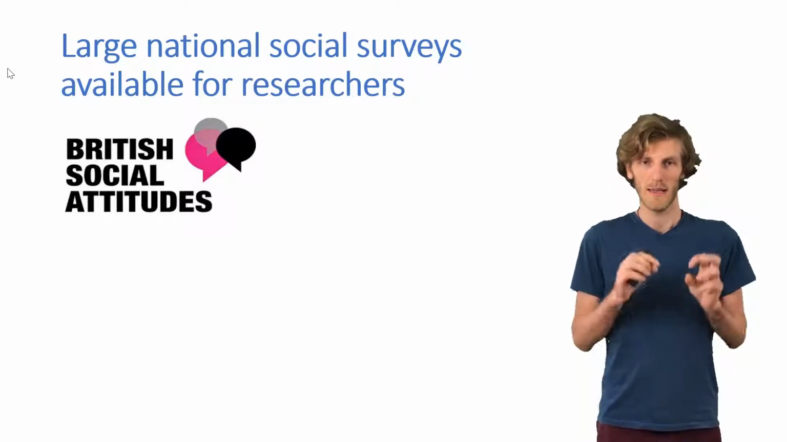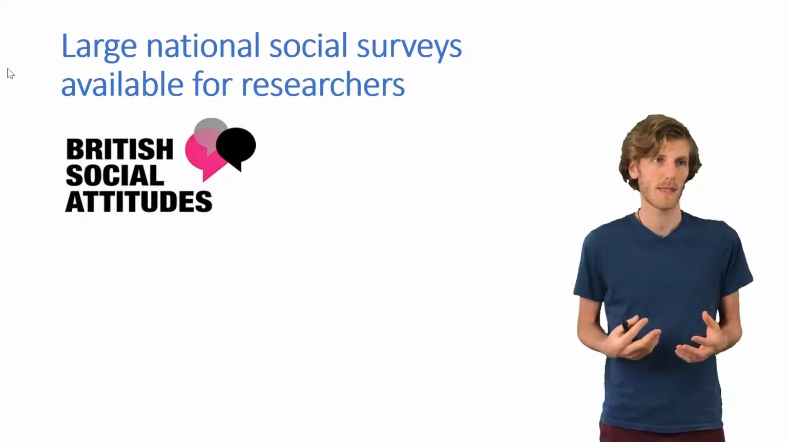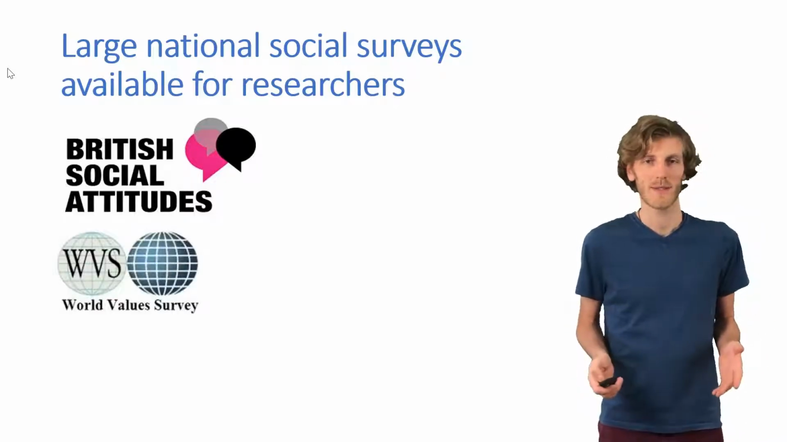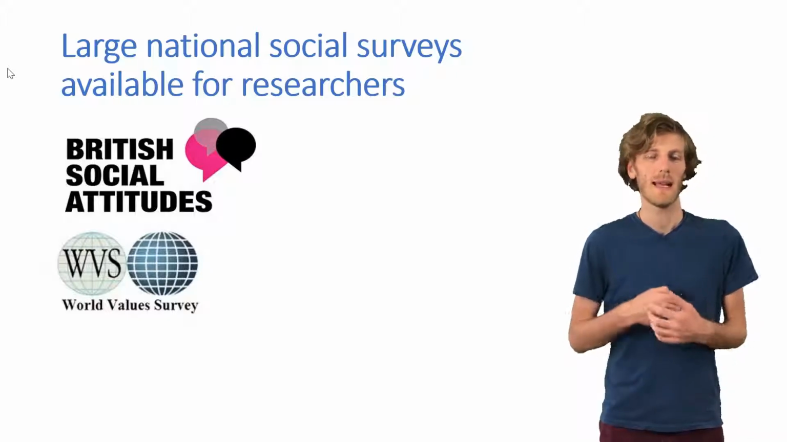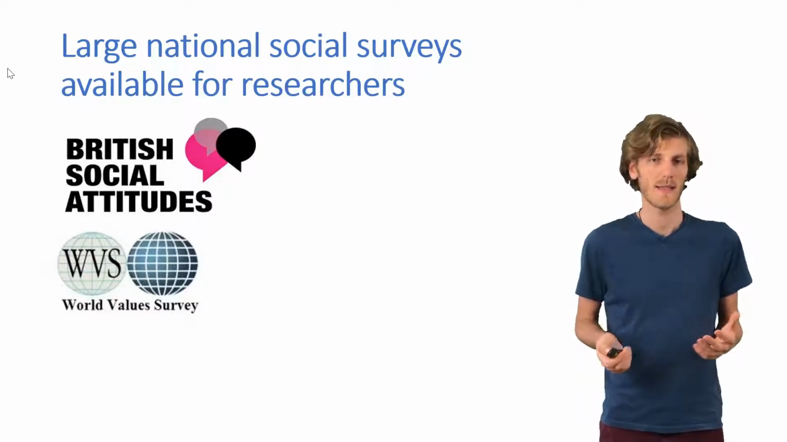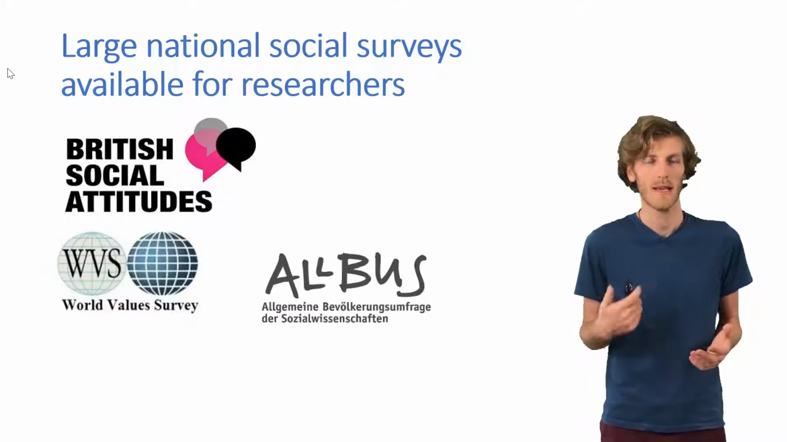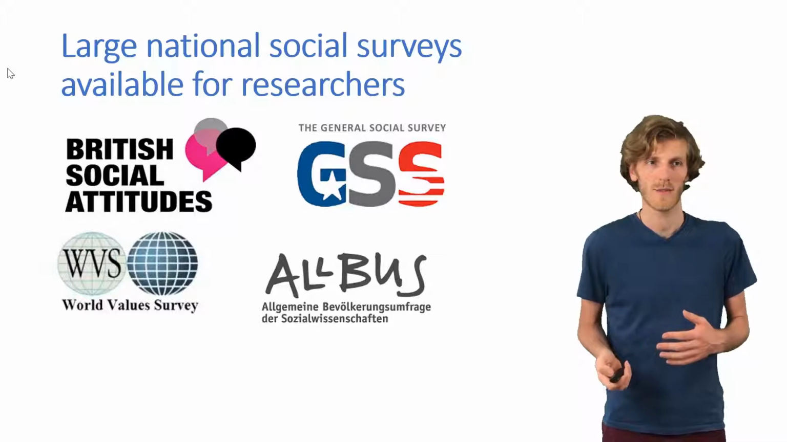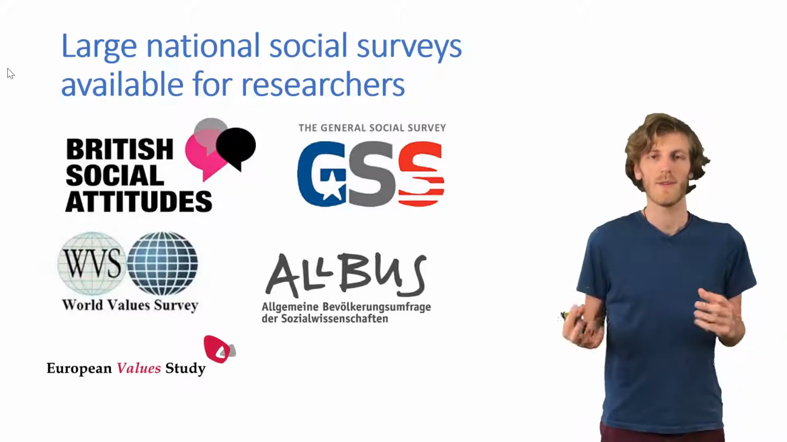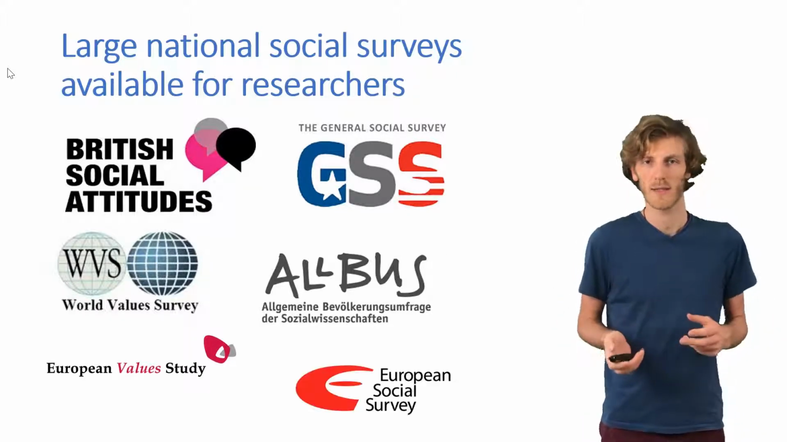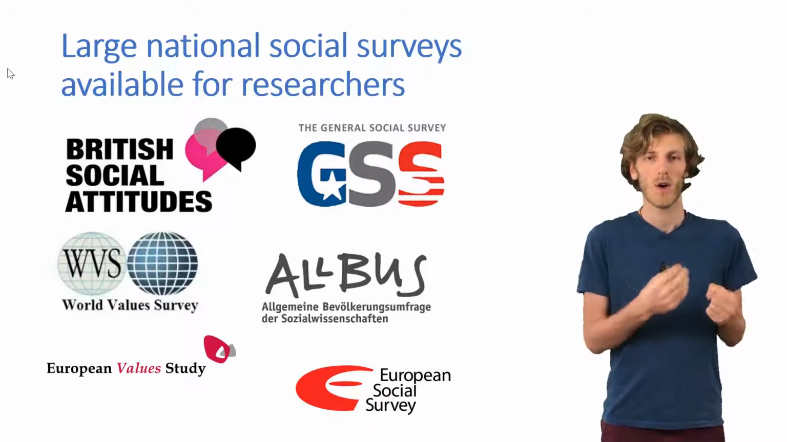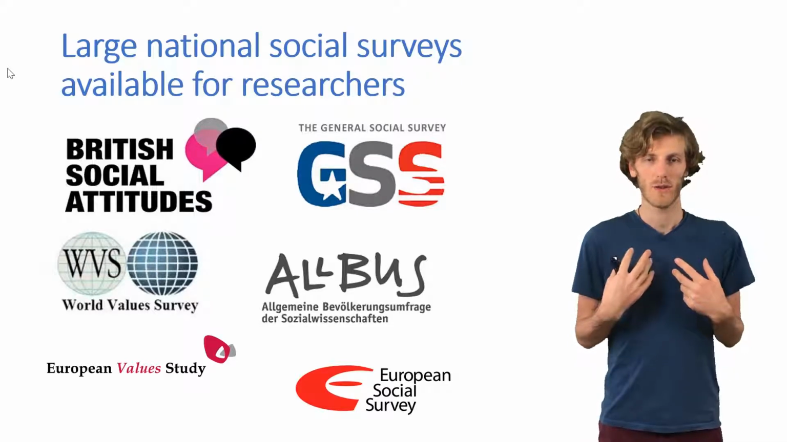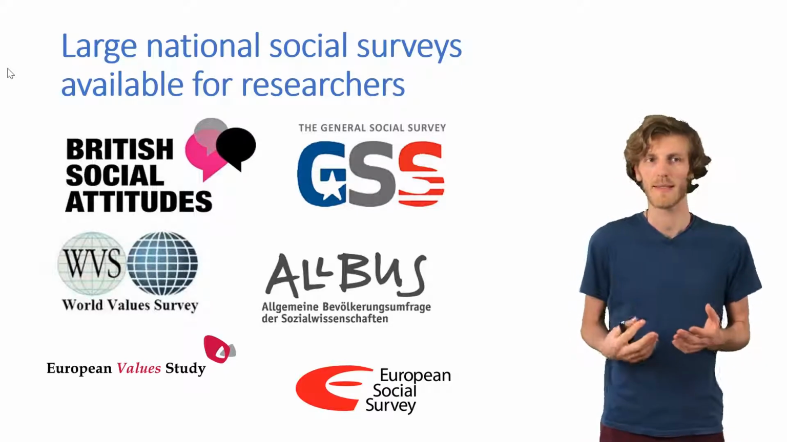Some of them are run within a single country, like the British Social Attitudes survey. Some are run across many countries, like the World Values Survey. And then both exist in many different countries with different focus. So ALLBUS is a social attitude survey in Germany, the GSS is the American version of it, and then at the European level there are the European Values Study and the European Social Survey. And there are many, many more. All of these are freely available to researchers to test all kinds of different hypotheses with.